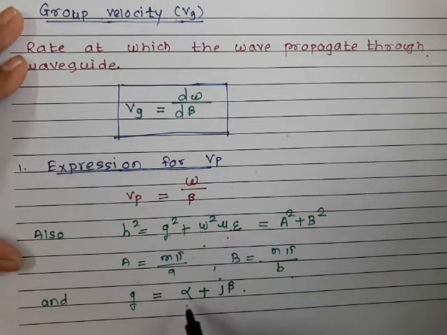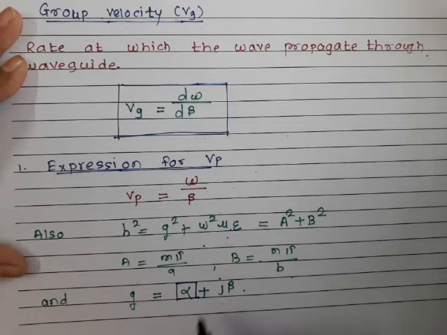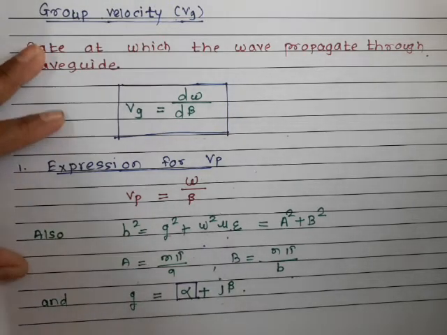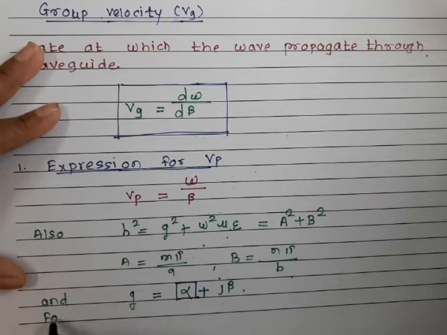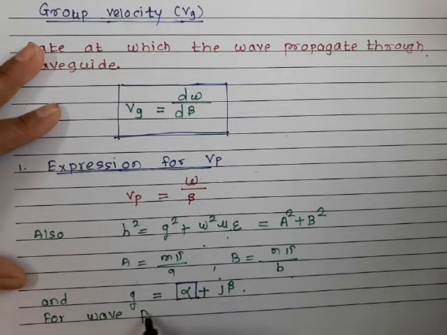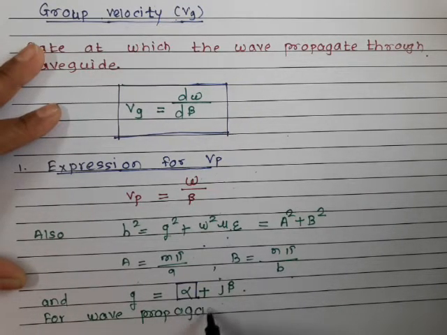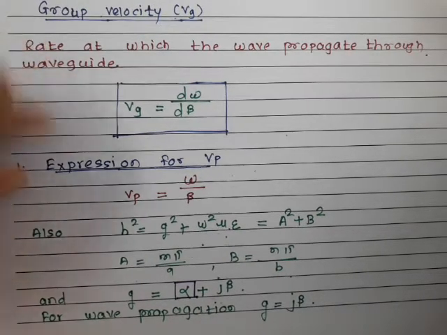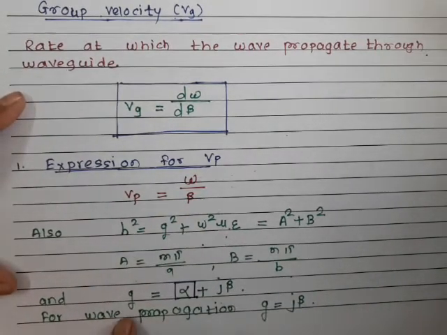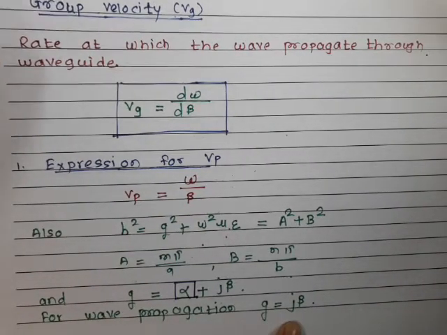Now what do we need for wave propagation? For wave propagation you need the attenuation constant to be 0, and you need the phase constant. So for wave propagation, gamma must be equal to j beta. We have Vp as omega by beta, and we have put the condition for wave propagation, gamma equal to j beta.